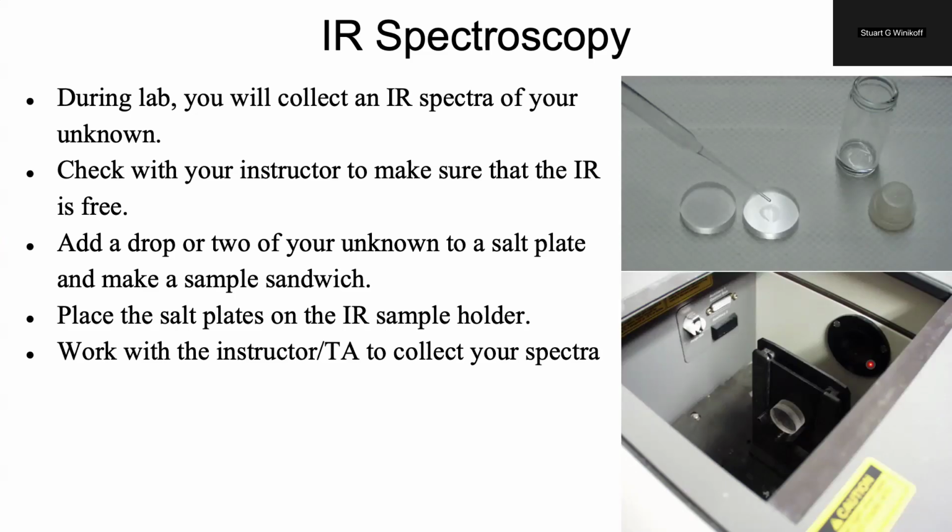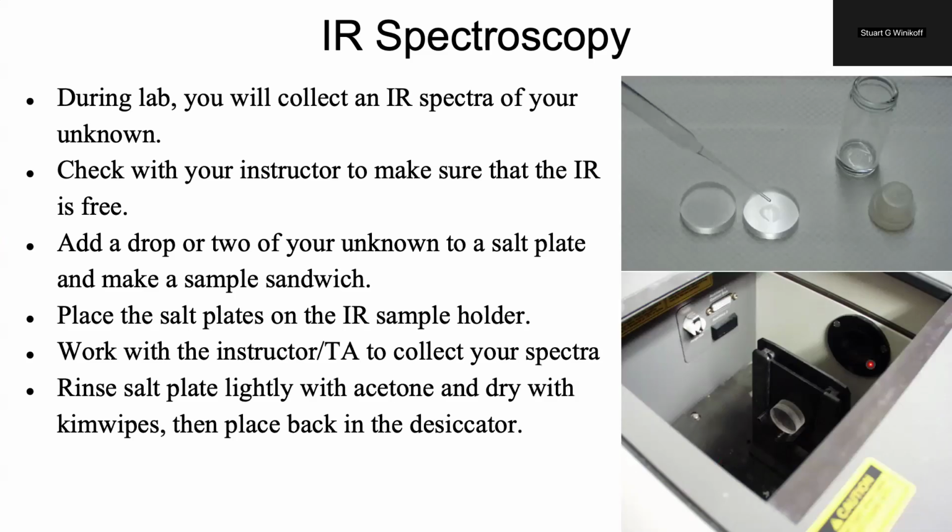Either me or the TA is going to show you how to collect the spectra. Using that, you can go ahead and save your spectra, identify your peaks, and use this for your analysis. Once you're done, you're going to lightly rinse those salt plates with acetone to remove any excess sample. Then you're going to lightly dry with a chem wipe so that you're not scratching the cell or leaving any lint. And then you're going to place it back in a desiccator, because these are salt plates, meaning that they will dissolve in the presence of water. So be very careful handling them.